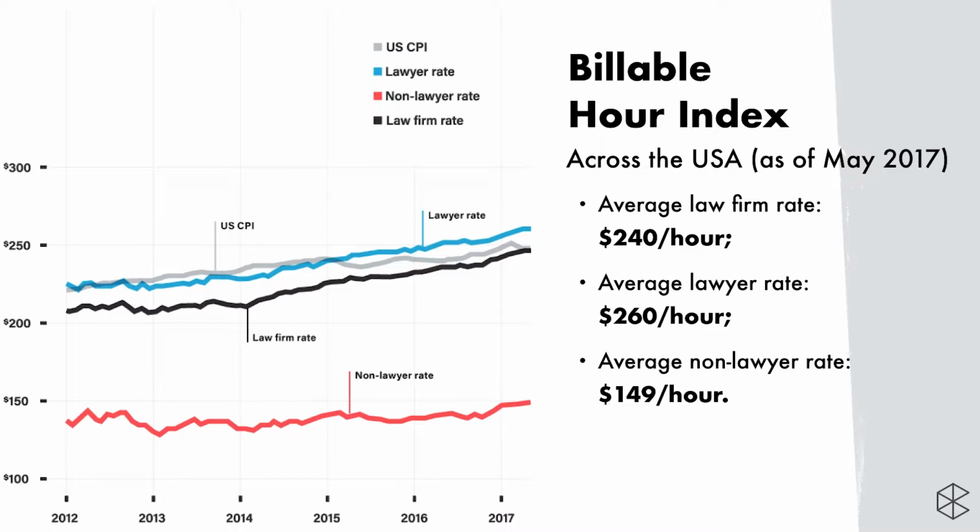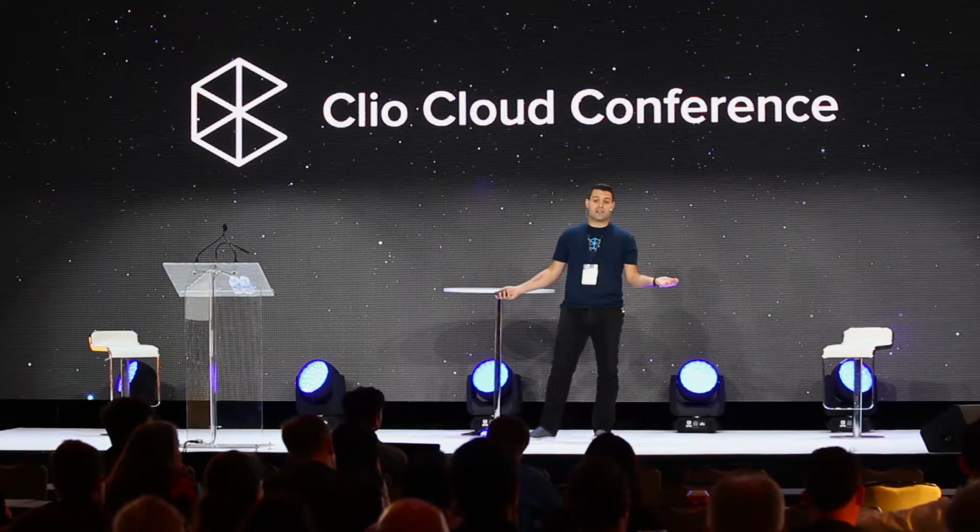So what the averages came in on, of course: law firm rate was $240 an hour, average lawyer rate was around $260 an hour, and the average non-lawyer rate was substantially lower at $149 an hour. That's the average price of legal services in the United States. So it's a good starting point.